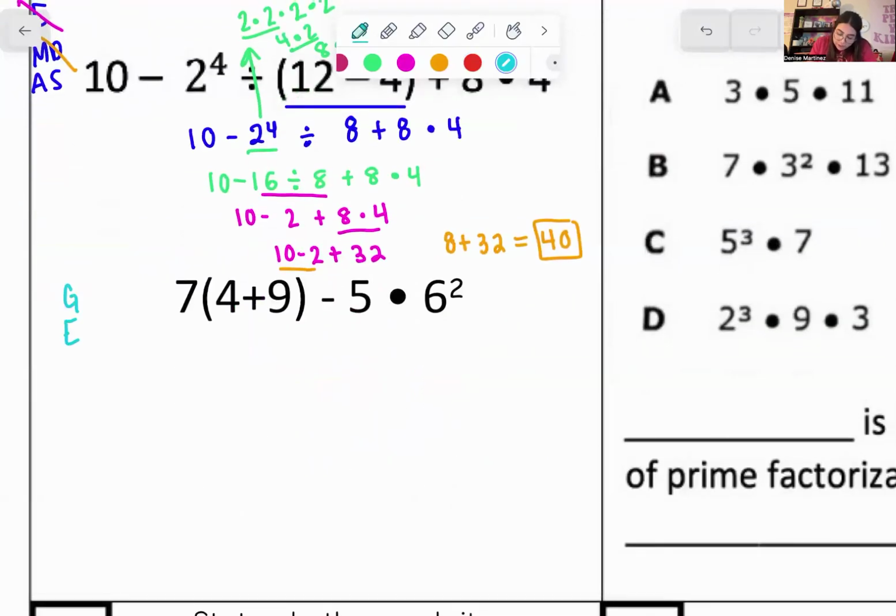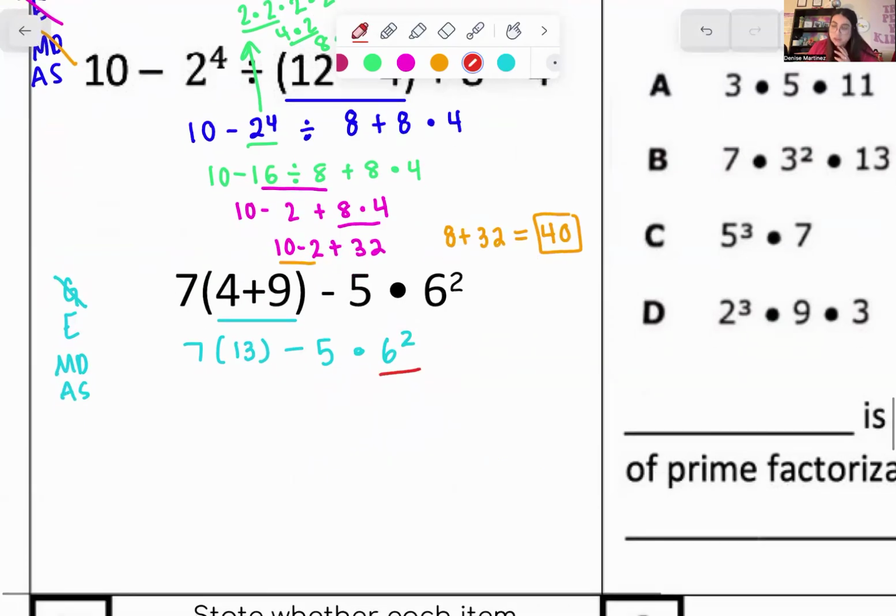So again, I'm going to rewrite GEMDAS. Takes 2 seconds to do it. I'm going to ask myself, is there any grouping? And yes, I see 4 plus 9. 4 plus 9 is 13. Gonna rewrite it. And then again, I'm going to ask myself, I'm done with grouping. Are there exponents? Why, yes, there is. That's not 6 times 2. It's 6 times 6, which is 36.